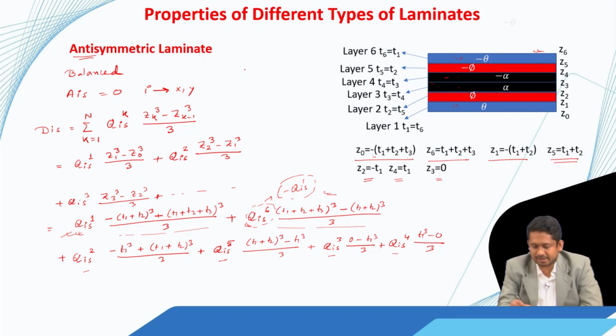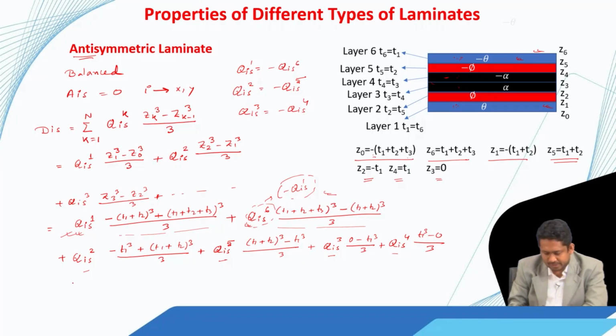So, for this ply, again if we keep it noted, we have QIS 1 is equal to minus QIS 6, because they are of opposite angle, and similarly we have QIS 2 is equal to minus QIS 5, and then we have QIS 3 is equal to minus QIS of 4. So, that is why if we sum up it becomes 0.